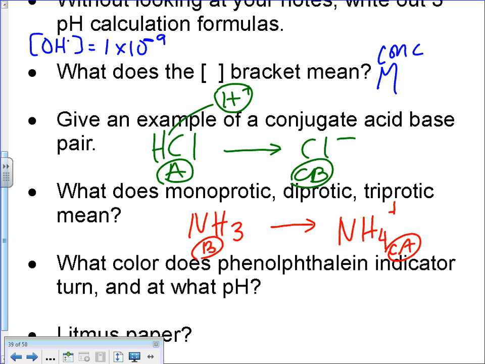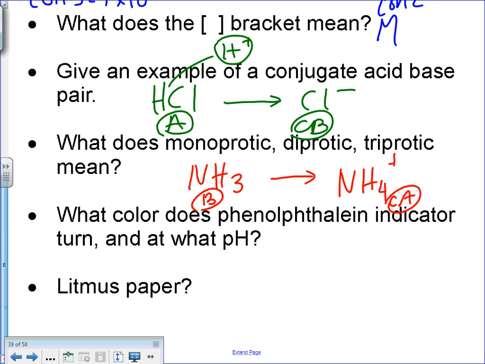Okay, what about phenolphthalein? Who knows what color scheme it goes through? Good point. It's painted as a base, and it says here it's an acid.